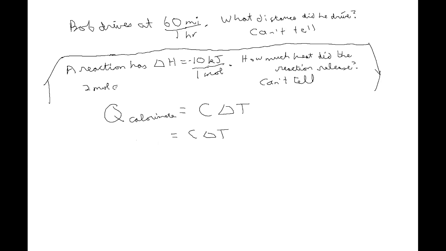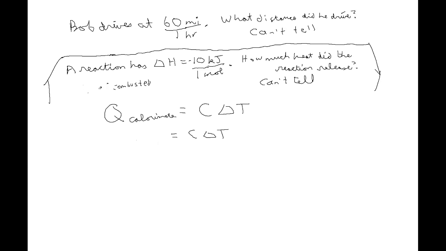If there were 2 moles combusted, how much heat was released? Negative 20. Right, because 1 mole would be negative 10. If there were 3 moles combusted, how much heat would be released? Negative 30. Right. If there were 4 moles combusted, how much heat would be released? Negative 40. All right.